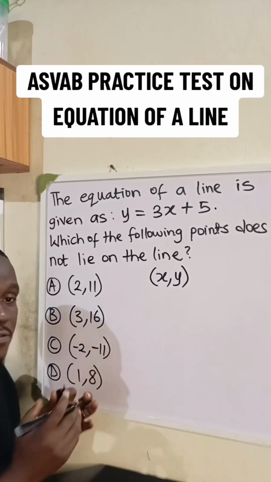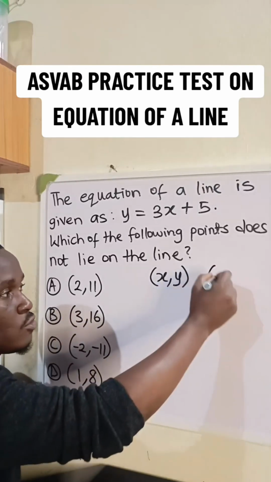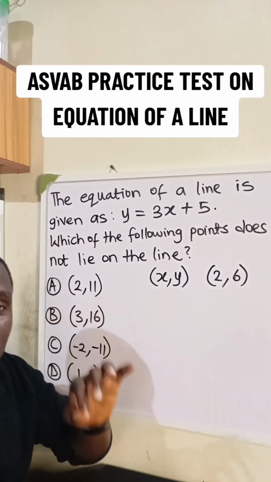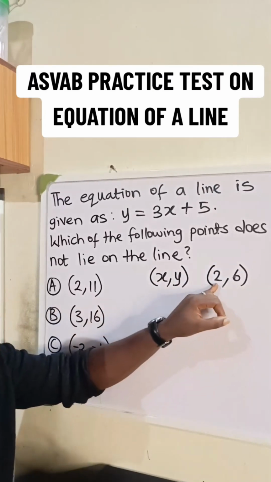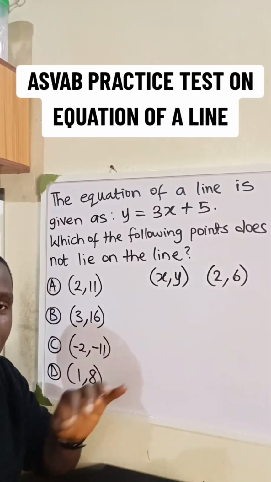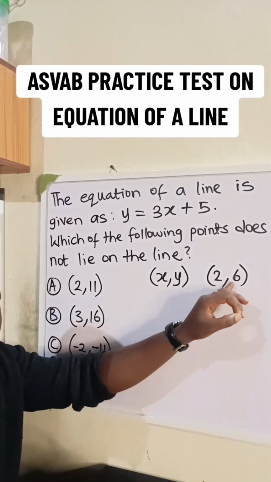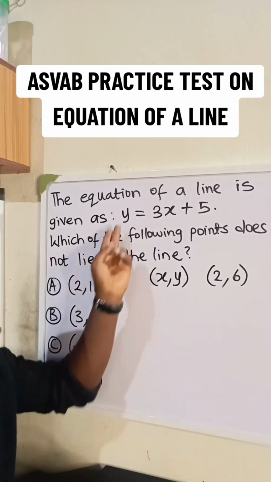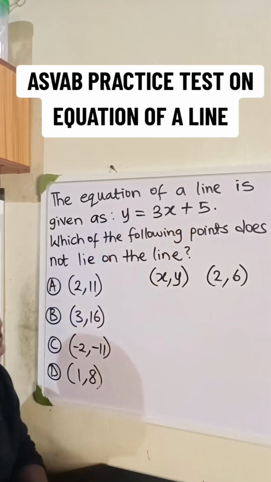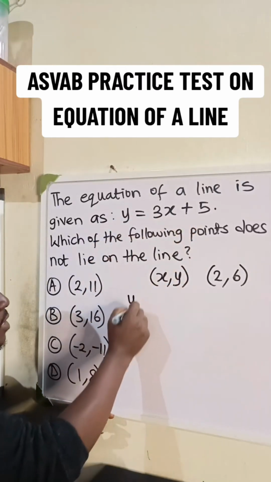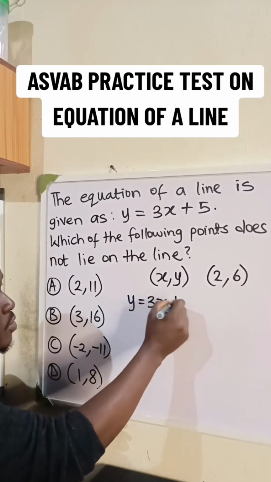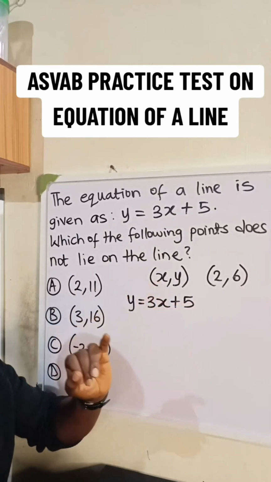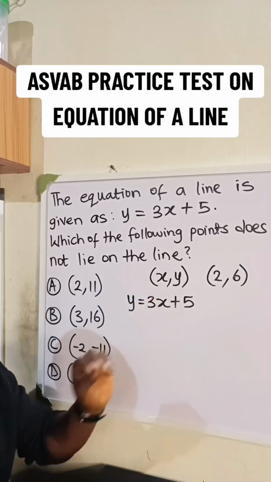For example, if the coordinate of a point is (2, 6), it means that on the x-axis, the location of that point is 2, and on the y-axis, the location of that point is 6. So this will help us to know which of the points does not lie on this line with this equation. So the equation is y is equal to 3x plus 5. Remember, the x value is always the first value, and the y value is always the second value.